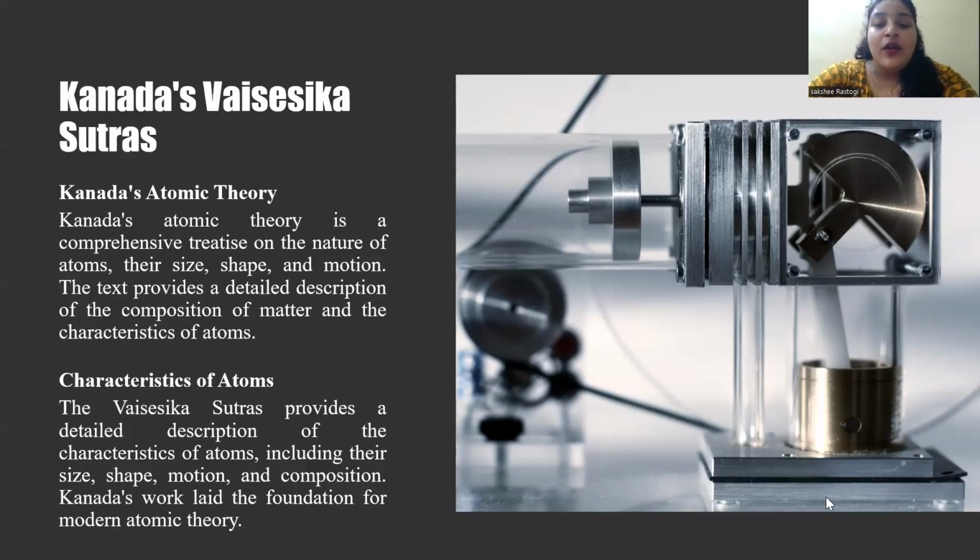According to Kanada's atomic theory, atoms, which is anu, have the following characteristics. It is invisible. It cannot be divided further. Indestructible, which is cannot be destroyed. Eternal, have always existed and will always exist. Invisible, which is cannot be seen with the naked eye. Infinitesimally small, which is extremely small in size.